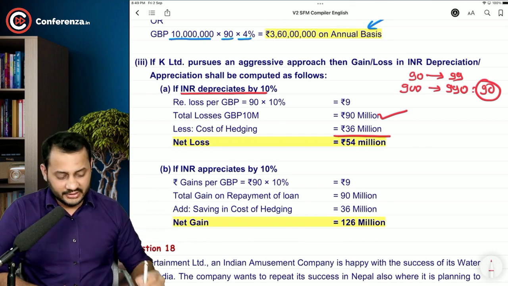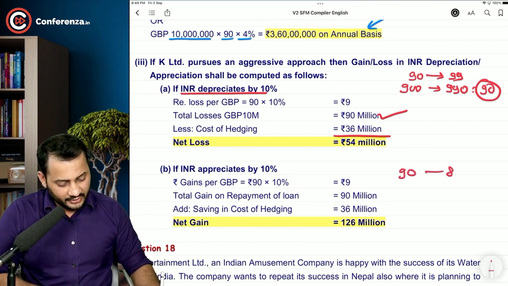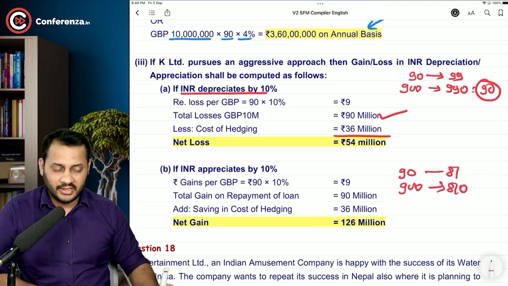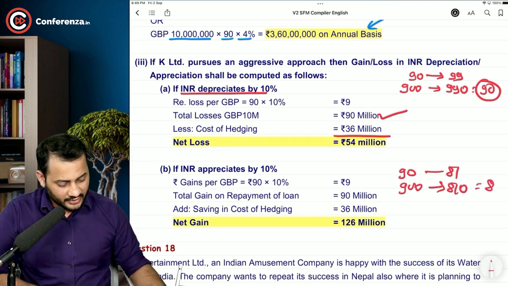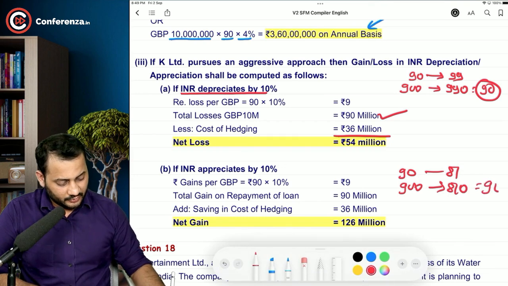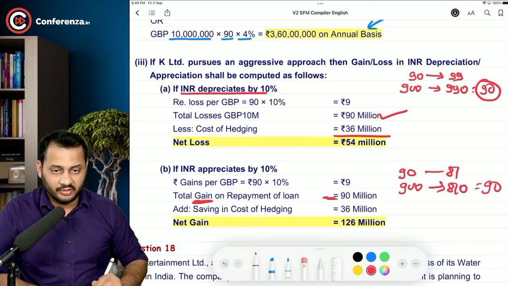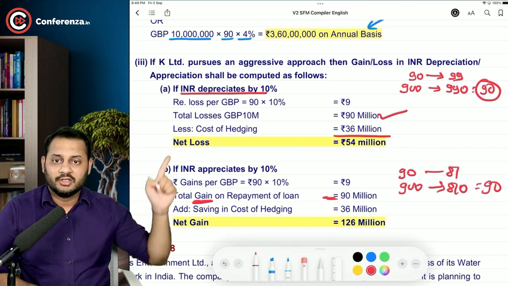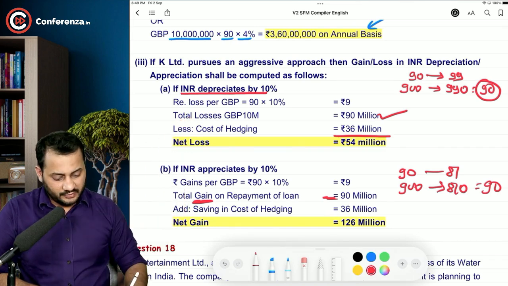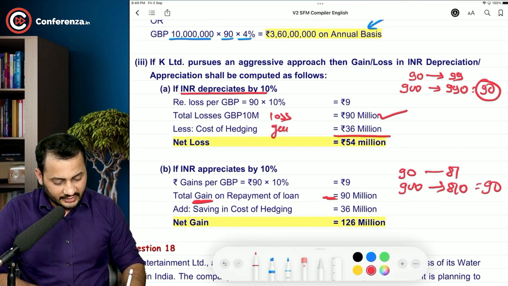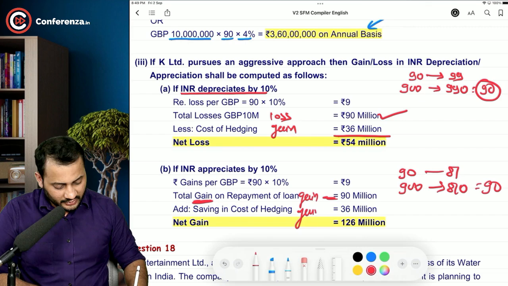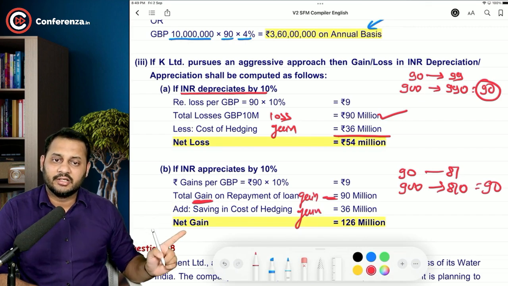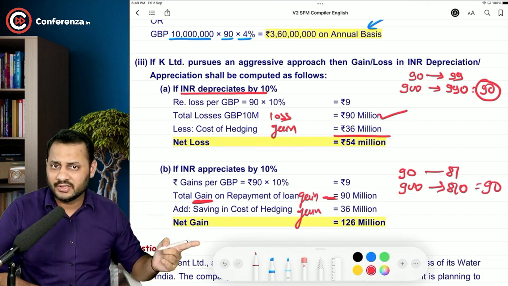But if it appreciates by 10%, it will go from 90 to 81. You will be paying 810 instead of 900. So there is a profit of 90 million. Gain on repayment of loan 90 million, plus you have saved on the cost. This was a loss, this was a gain, and that's why we deducted. This is a gain and this is also a gain, that's why we added. So the net gain is 126 million. That's easy to understand, right?